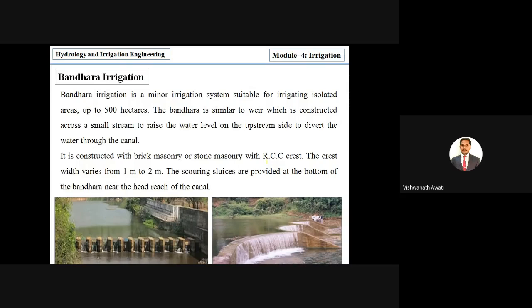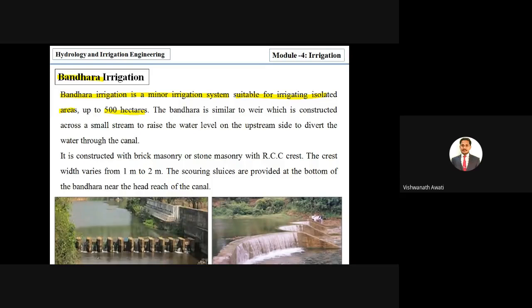Next we'll go for the Bandar irrigation system, right? Bandar irrigation is a minor irrigation system, like a small irrigation scheme, suitable for irrigating isolated areas up to 500 hectares.